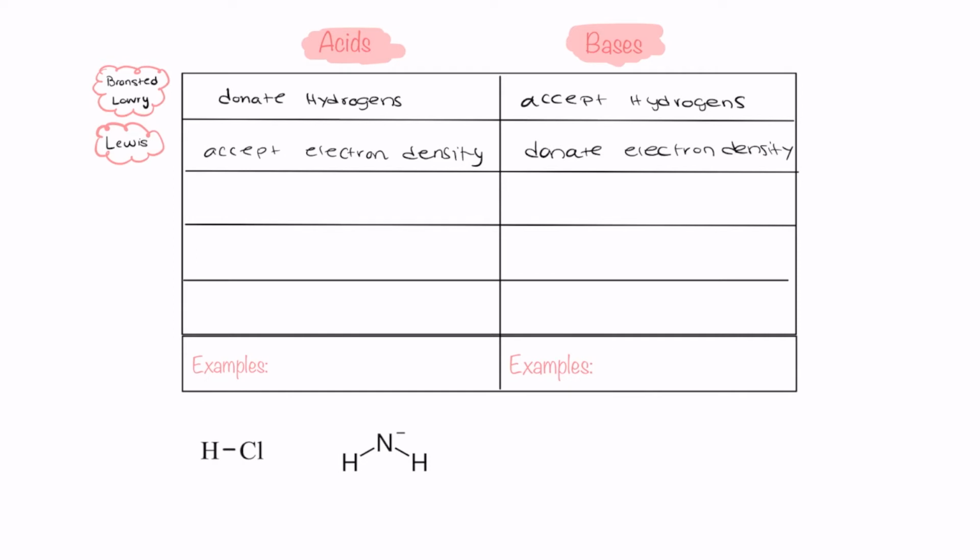The easiest way to identify whether something is an acid or a base is to think about how much electron density it has. So compounds lacking electron density tend to be acids, whereas compounds with excess electron density tend to be bases. We associate these with special names, so we mostly refer to acids as electrophiles and bases as nucleophiles.